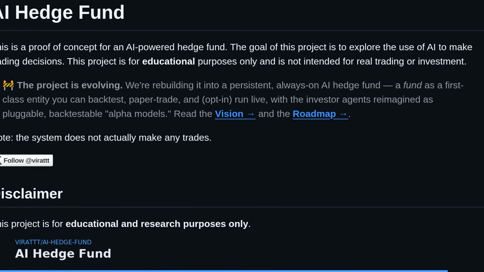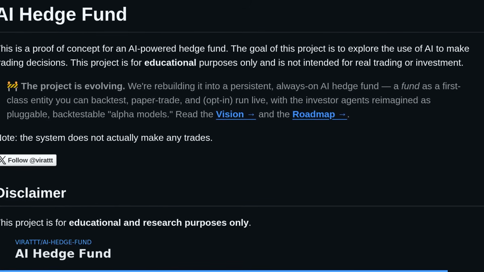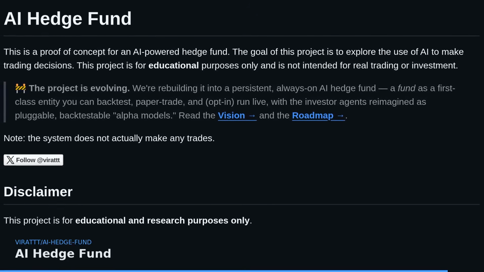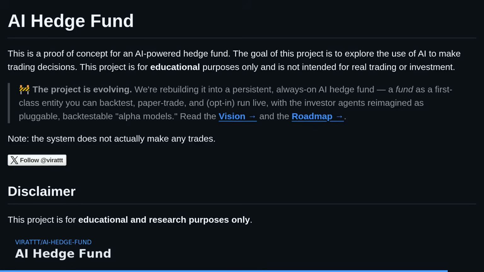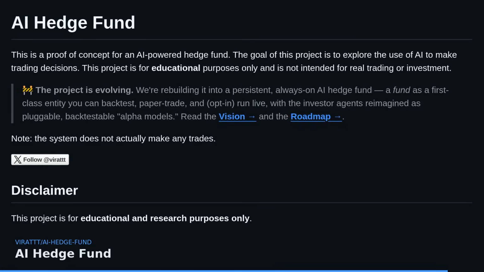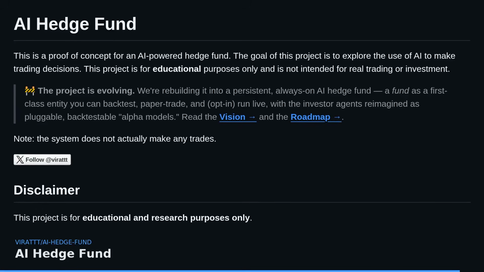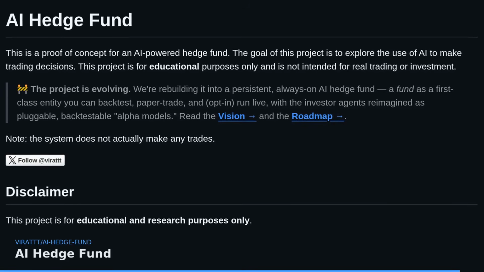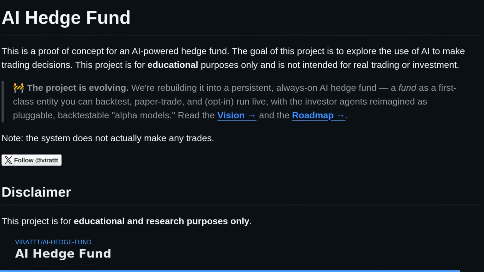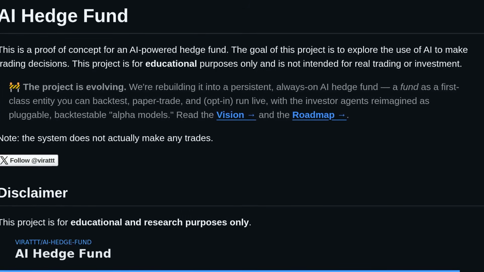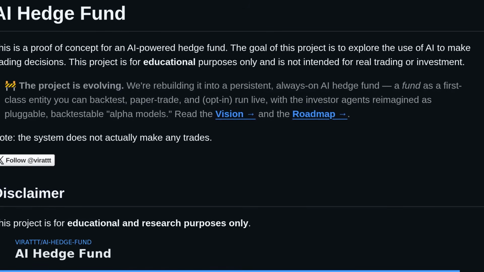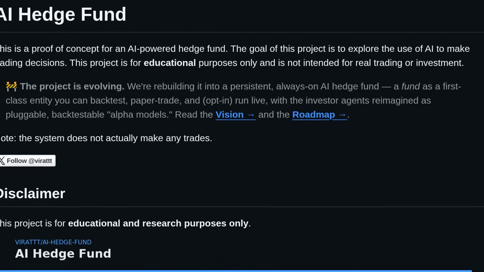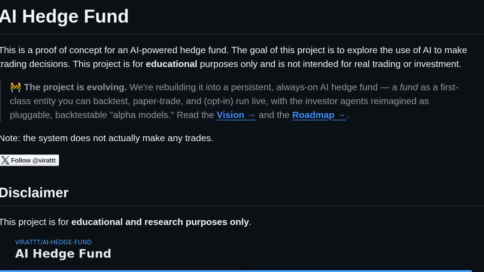What are the potential applications for this system beyond education and research? The system could be used by hedge fund managers to test and refine their strategies before deploying them in live environments. It could also be used by researchers to explore the effectiveness of different trading models, including those powered by machine learning. In the future, it might even be possible to use the system as a foundation for an actual AI-driven hedge fund, once it's fully developed and integrated with real financial platforms.